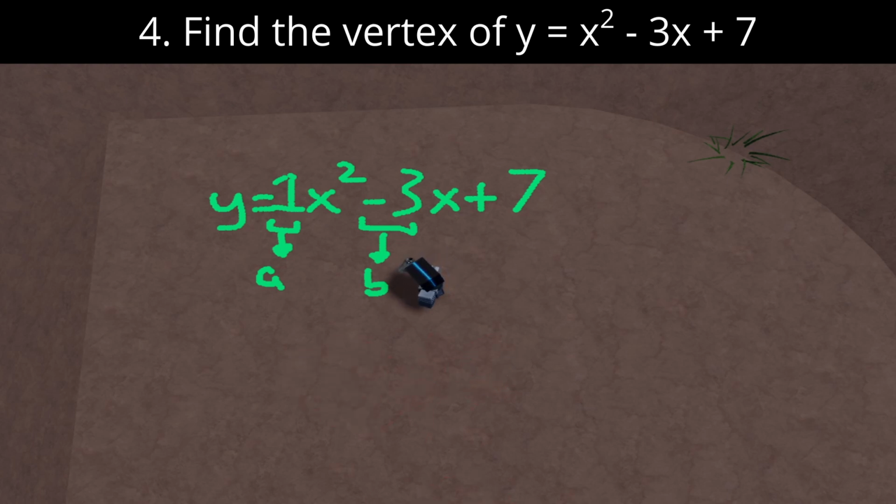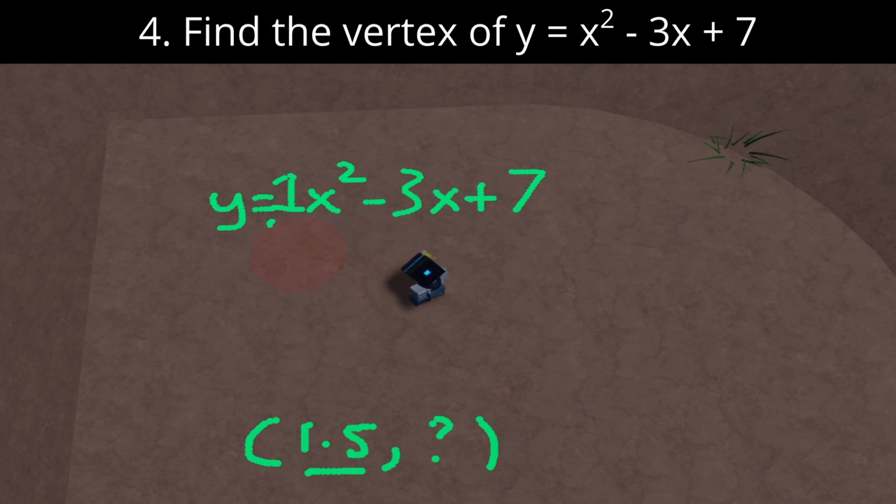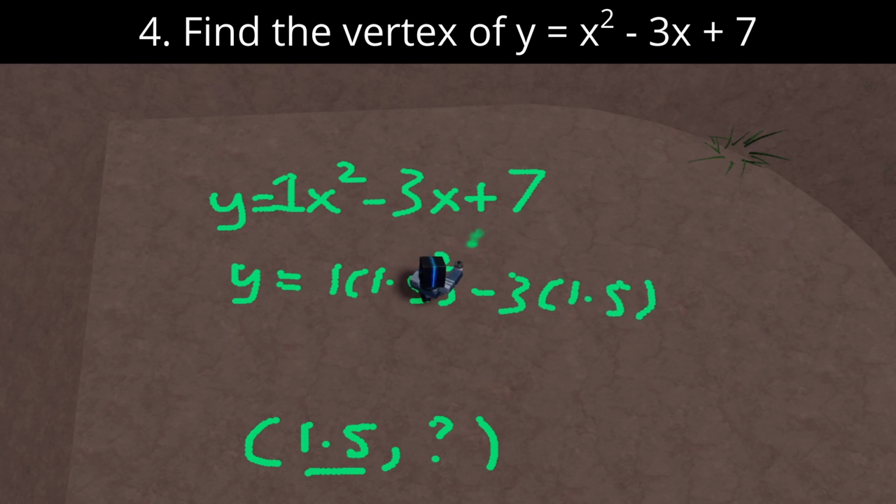Let me write that. So 1.5 is our x-coordinate of the vertex, but how do I find the y-coordinate? Well, all you need to do is plug in this 1.5 back into the equation and solve for y. So let me erase some of this here. And let's plug in 1.5. So the y-coordinate will be equal to 1 times 1.5 squared minus 3 times 1.5 plus 7.